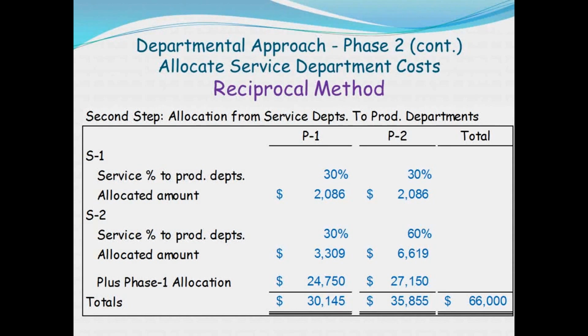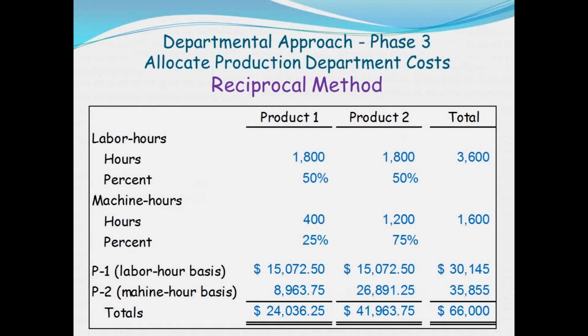Okay, so that's the reciprocal method. And then, just as you did in the other cases, you go from the production departments to the products, and you split hairs and figure out how to allocate.